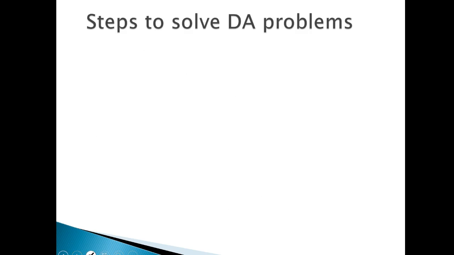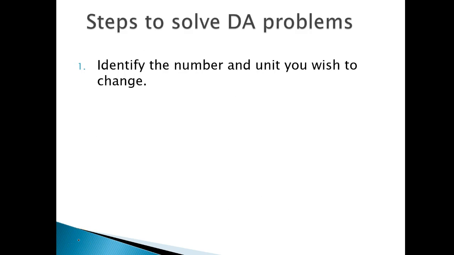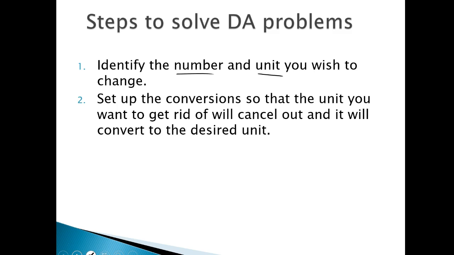Okay? So the steps to solve the DA problems. Identify the number and the unit you wish to change. So you have to be able to look at a problem and pull out this crucial information, read the problem properly, and pull out what you're going to start with. You're going to set up the conversions so that the unit you want to get rid of, the one you're starting with, is going to cancel out. So if it's on the top, it goes on the bottom of the fraction, and it will convert to the one you want.